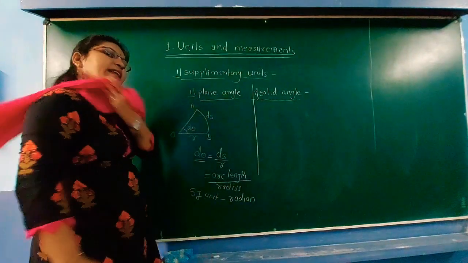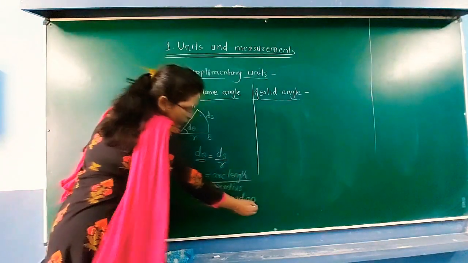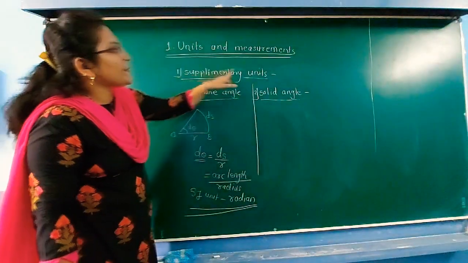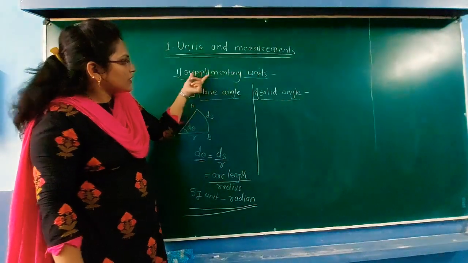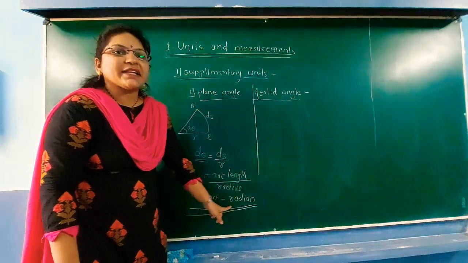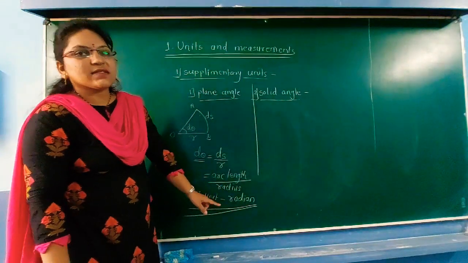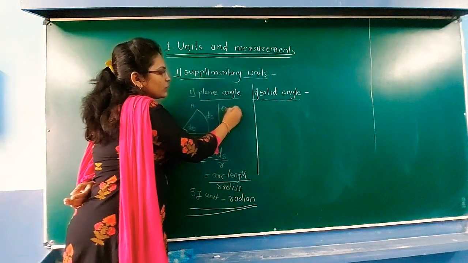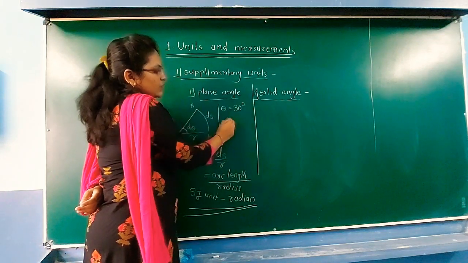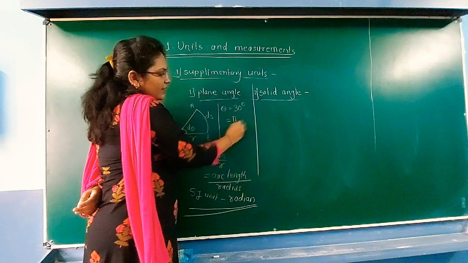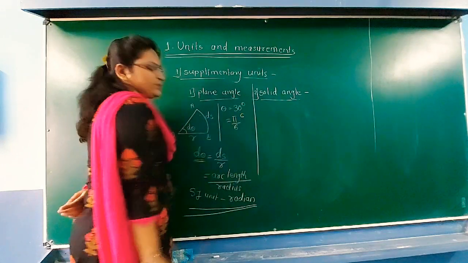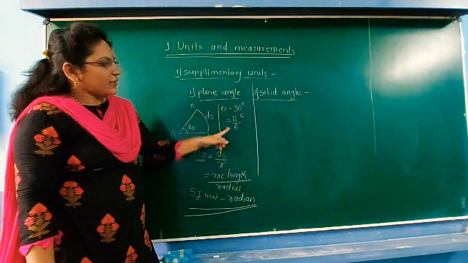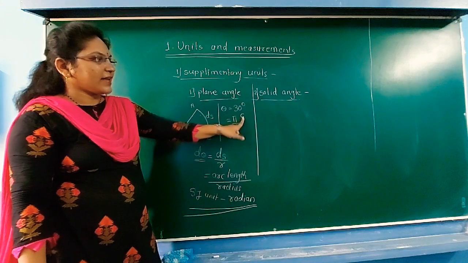What is the SI unit of plane angle? Radian. Okay. Note that the SI unit of plane angle is radian. So it is the supplementary unit. We got a supplementary unit which is radian. Radian is represented like this. If we have theta equal to 30 degree, we can write pi by 6 radian.